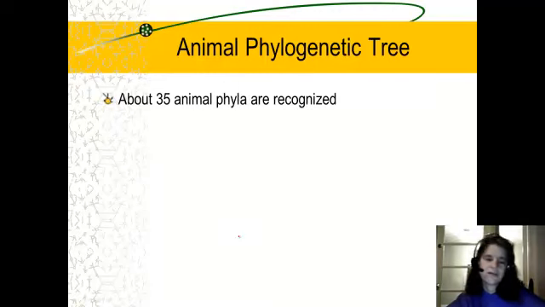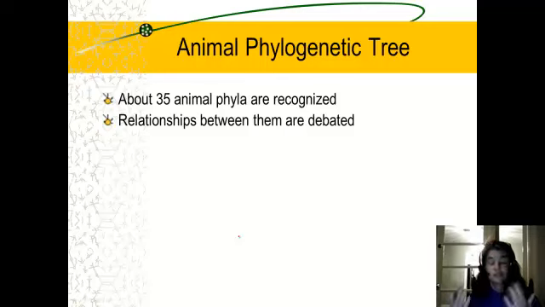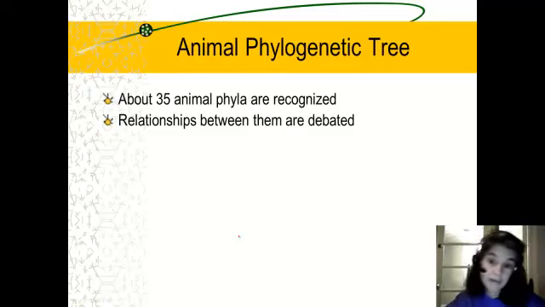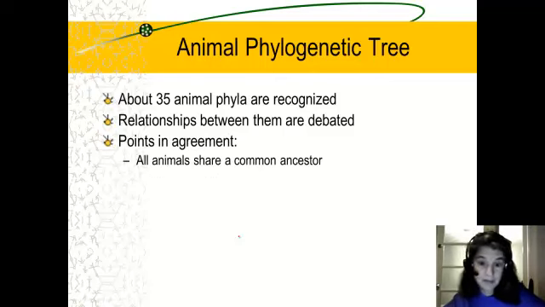There are about 35 animal phyla. Remember, phylum is the next level down from kingdom. There's about 35 of them. We aren't going to learn near that many. We'll talk about maybe 8 or 9 of them. And of course, like all things taxonomic, the relationships between them are somewhat in debate right now. It's a very active field. A lot is being revealed through actually analyzing the genes of different organisms to see who's related to whom. But there are certain points that are in pretty much agreement.